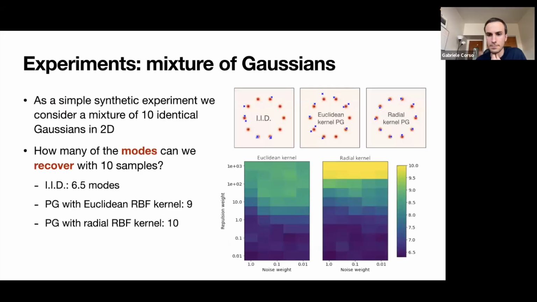Dennis? Before Dennis goes, there's another question in the chat by Alec. Is there any connection to GFlowNet that also improves diversity?